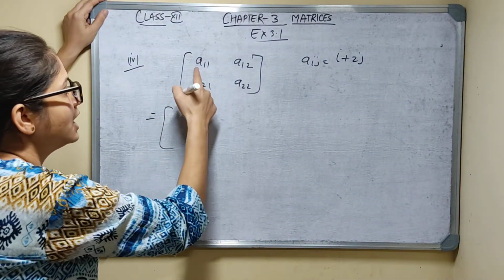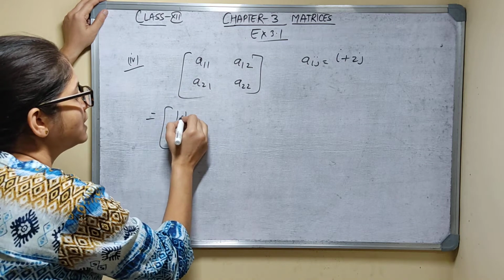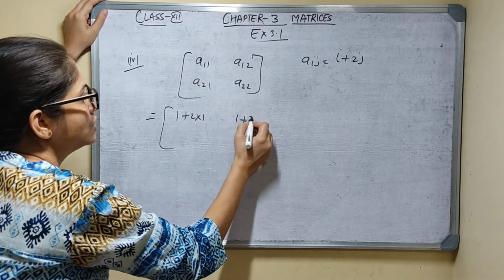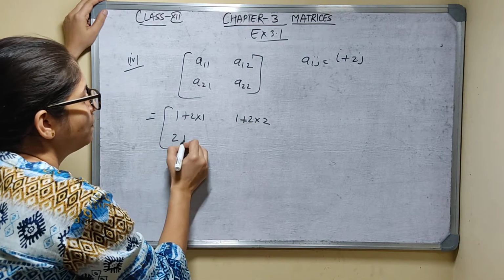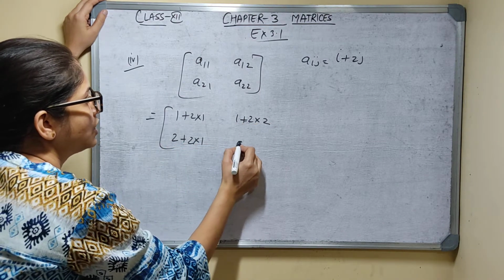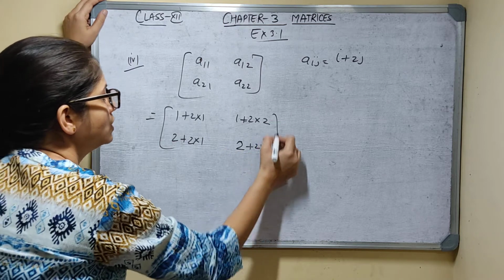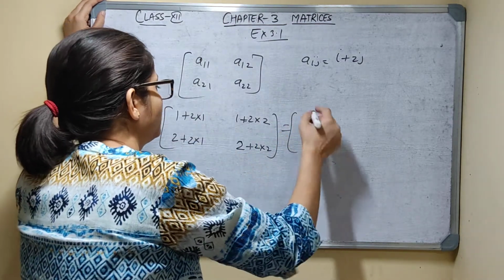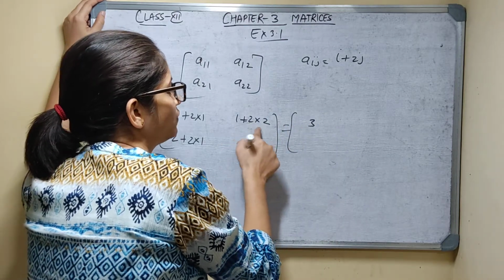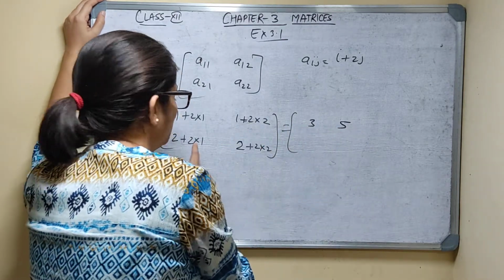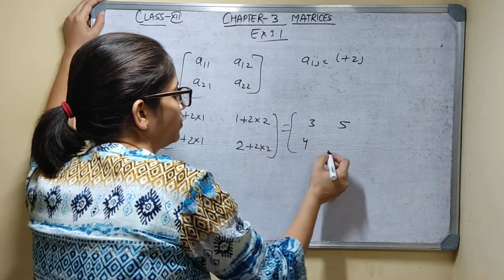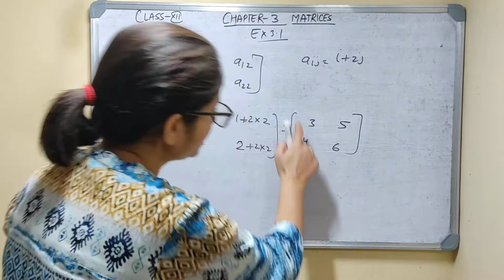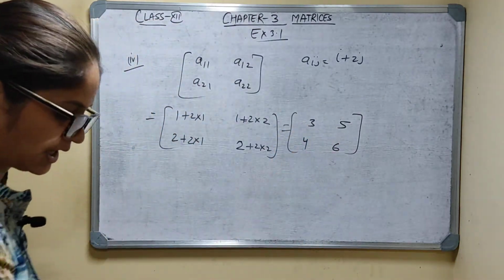So you can write I, J. So 1 plus 2 into 1, 1 plus 2 into 2, 2 plus 2 into 1, 2 plus 2 into 2. So 1 plus 2 is 3. 1 plus 4 is 5. 2 plus 2, that is 4. 2 plus 4 is 6. So 3, 4, 5, 6. Like this you can write.